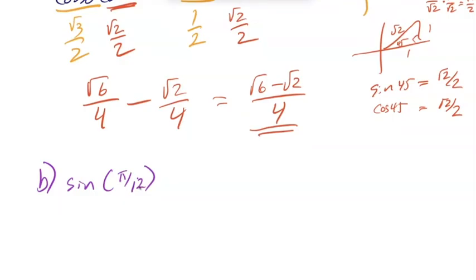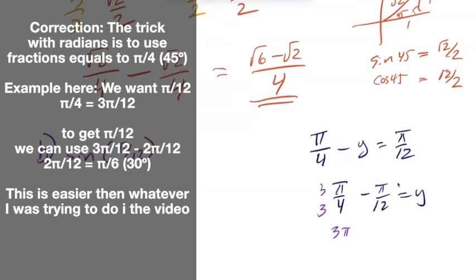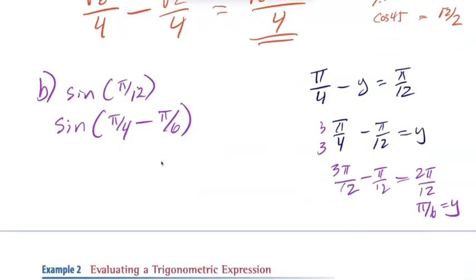But if you're doing radians, you want something where pi over 4 is bigger than pi over 12. You want pi over 4 minus something equals pi over 12. If I solve this real quick, I get pi over 4 minus pi over 12 equals y. And then common denominator, I get 3 pi over 12 minus pi over 12 equals 2 pi over 12, which is pi over 6 equals y. This is saying sine of pi over 4 minus pi over 6. That's what pi over 12 is. This is why I say change it to degrees. Anyway, from here, you just use the formula.